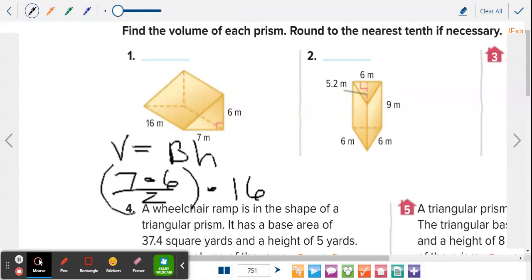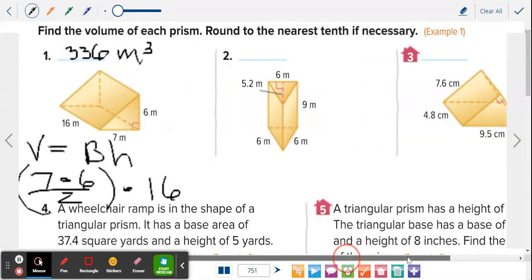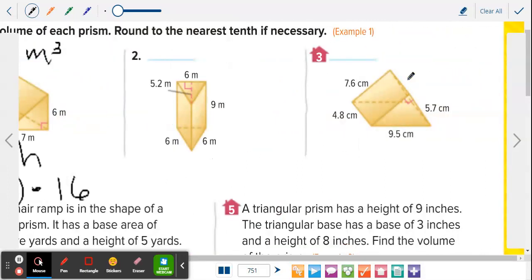Aiden, what'd you get? 336 meters cubed. And that's it. So it's just multiplication, a little bit of division. So you basically are finding the area of that triangle and multiplying it by the height. That's it. So on the next one, let's do number 3.